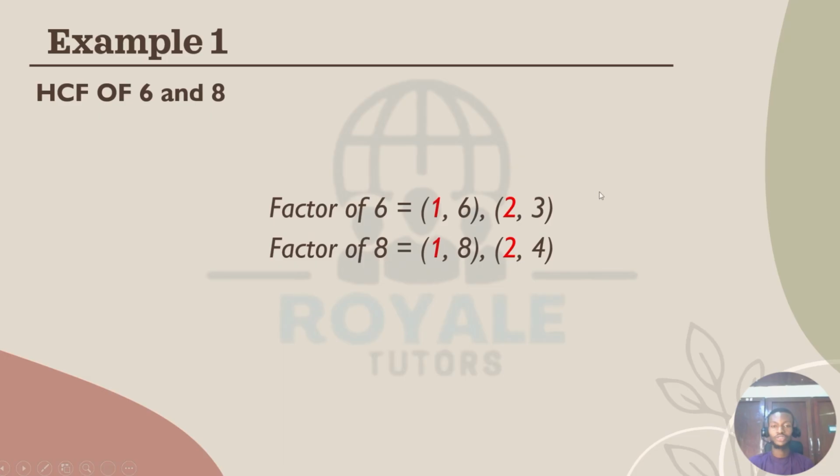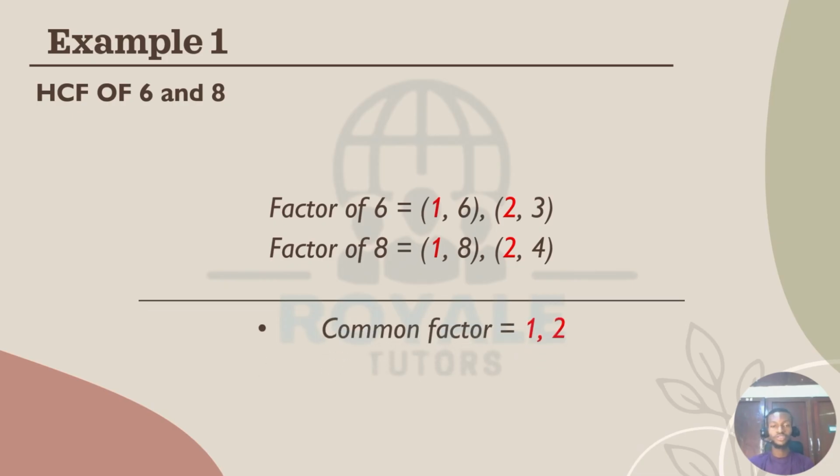Now let's look at the factors that are common to them. You can see the numbers colored in red. They are the factors that are common to both 6 and 8. That is 1 and 2. So common factors are 1 and 2. Then what is the biggest number between the common factors? Seeing that we have 1 and we have 2, the biggest of them is 2. So therefore, our highest common factor is 2.